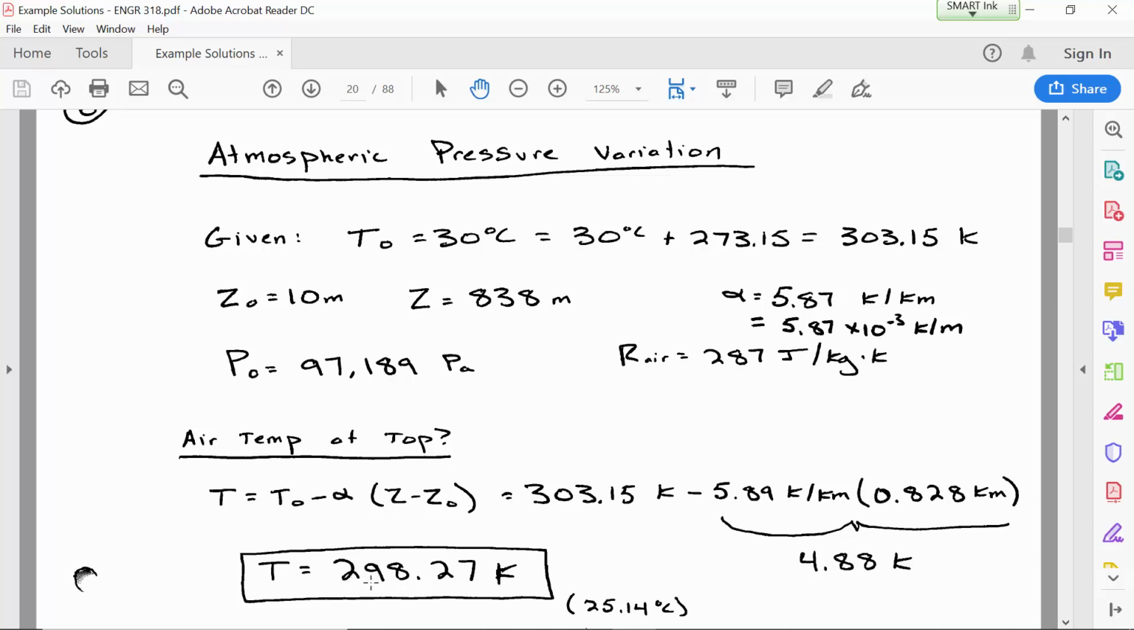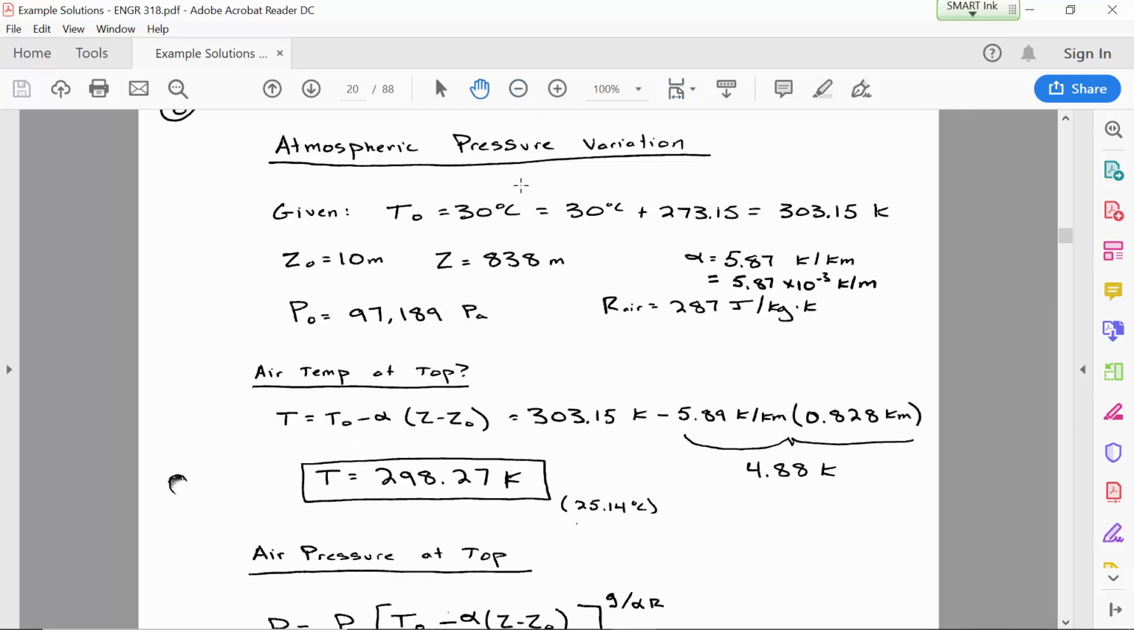So your answer may be slightly different than mine. I have 298.27 Kelvin. What is it for those of you who use the correct delta Z? 298.35. Okay, so a very small difference in temperature, but I am going to update my notes with that change. But the method is that the temperature is going to be noticeably cooler up there, and it is. It's noticeably cooler up there.